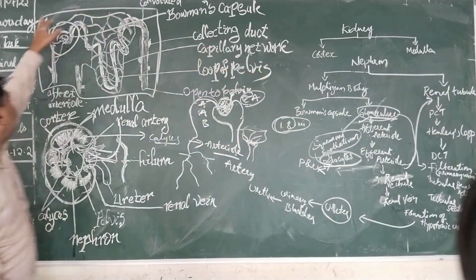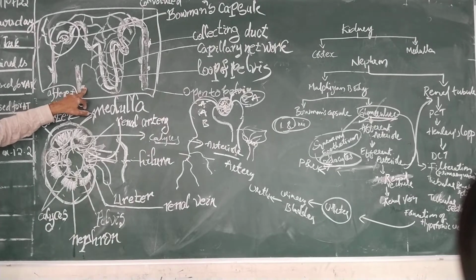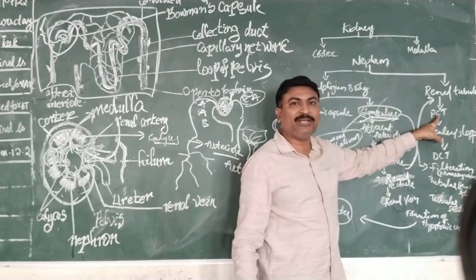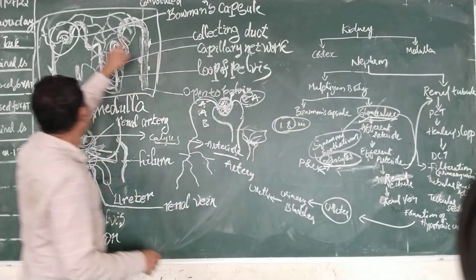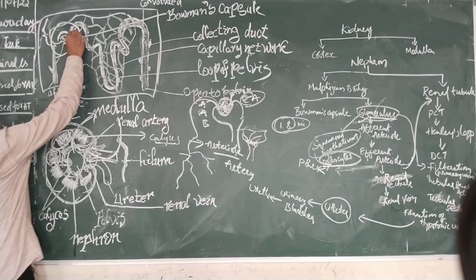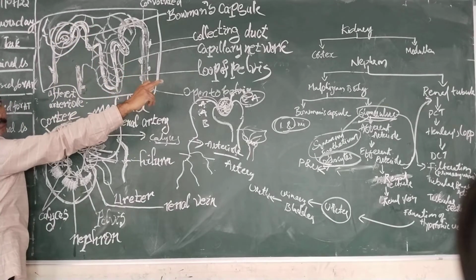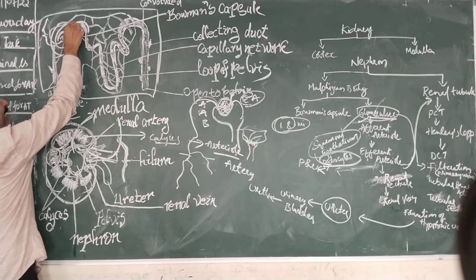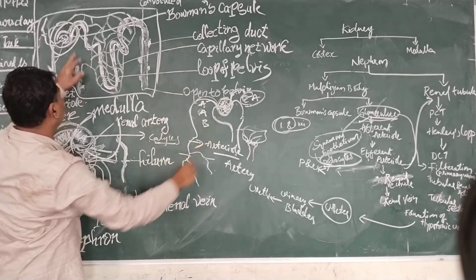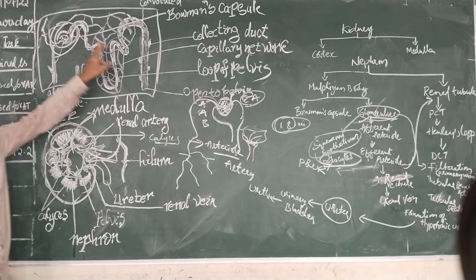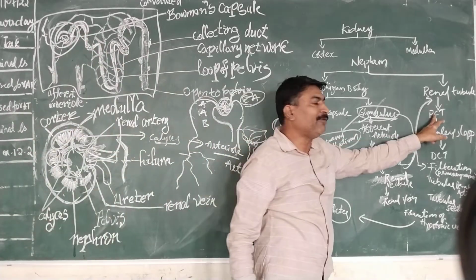This entire portion which you are seeing here in the diagram is the renal tubule, which starts with the proximal convoluted tubule. The first portion is this pipe. This is Bowman's capsule and glomerulus, the Malpighian body. This is the ending portion of the glomerulus, that is Bowman's capsule, and the starting portion is the tubular portion. This tubular portion is known as the proximal convoluted tubule.